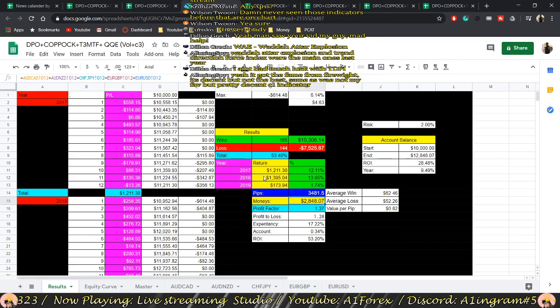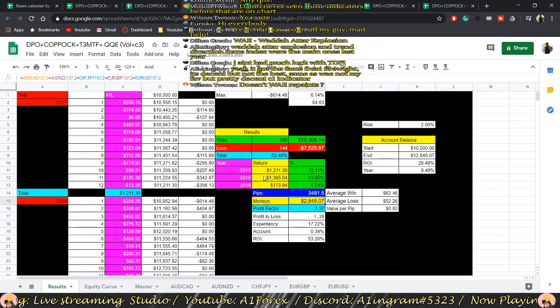Wilson asked a great question. He said, doesn't the WAE repaint? And this goes for any main indicator that you see in the Discord. It all depends on the version that you have, because there are good versions out there that don't repaint, and seeing how popular it is, people have made the indicator and accidentally made it repaint, if that makes sense. Let me know if that makes sense or not. So basically, to answer your question, yes and no.